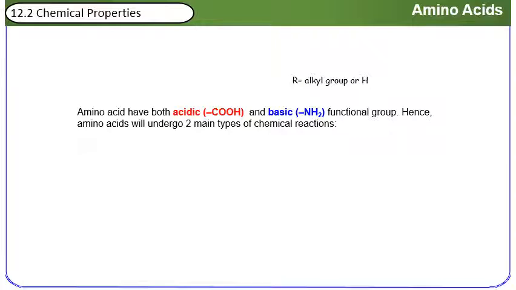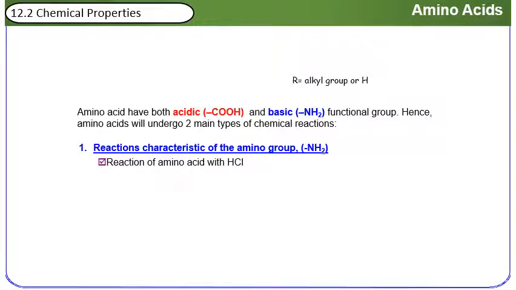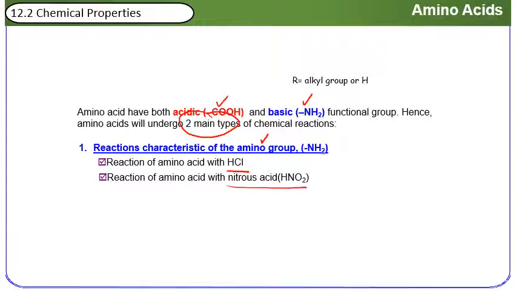Like we just mentioned, amino acids consist of both acidic and basic functional groups. So they will undergo two main types of chemical reaction. The first one is the reaction of the amino group with HCl, because HCl is an acid, and acid can always react with base. Another one is nitrous acid, which is prepared in situ from sodium nitrite with HCl.